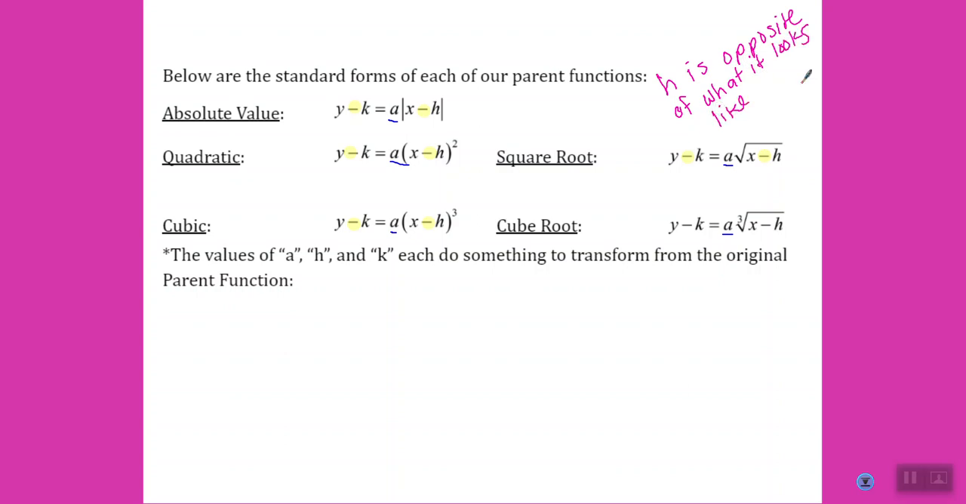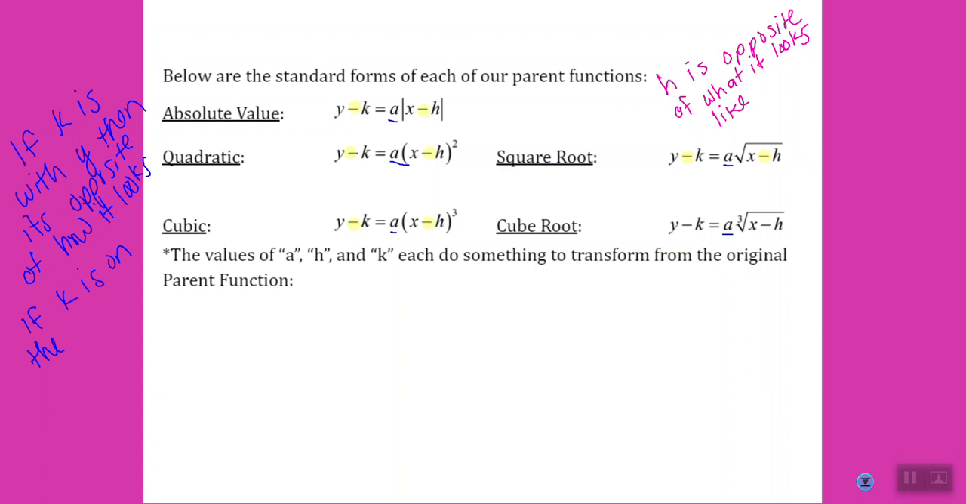Now h is always going to be inside the function, so under the square root, under the cube root, inside the parentheses for quadratic and cubic, or inside the lines for absolute value. K, on the other hand, is sometimes with the y, or sometimes it gets put on the other end after the function. So the thing to be careful with here is if k is with y, then it's opposite of how it looks. If k is on the end, on the right-hand side, it stays the same.